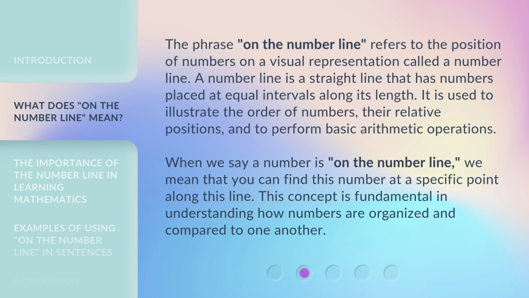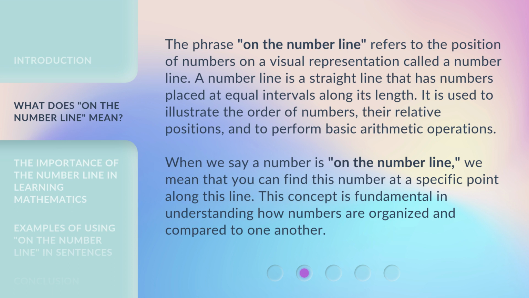The phrase, on the number line, refers to the position of numbers on a visual representation called a number line. A number line is a straight line that has numbers placed at equal intervals along its length. It is used to illustrate the order of numbers, their relative positions, and to perform basic arithmetic operations.